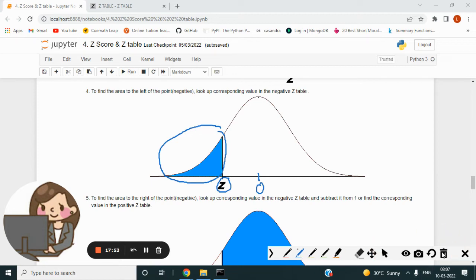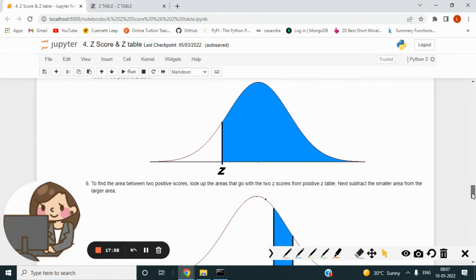Now, if you come to the next case, this is again towards the right. The z table gives us the area towards the left, right? Since the z is negative over here, you look for the negative value on the negative z table. You get this area, and it is very easy to get the other area. It is 1 minus this area, and you will get this entire area.